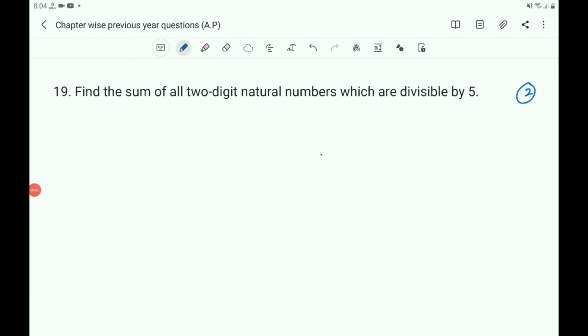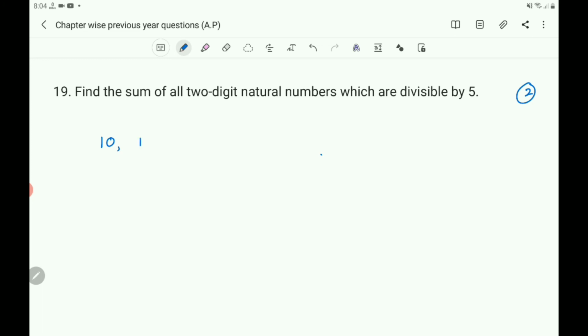Take the 19th question of that same question paper, that is a 2 marks question. What is the question? Find the sum of 2-digit natural numbers which are divisible by 5. So first let us write the 2-digit natural numbers which are divisible by 5. The first 2-digit natural number divisible by 5, you know that is 10.